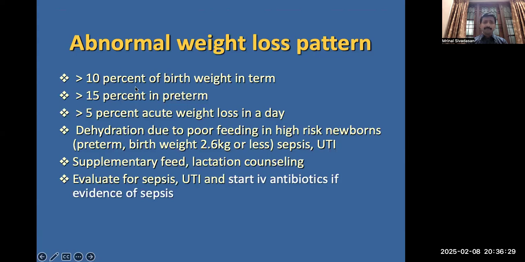Abnormal weight loss pattern. If a term baby loses more than 10% of its birth weight, and a preterm baby loses more than 15% of birth weight, or if there is an acute weight loss in a day of more than 5%, then that is an abnormal weight loss pattern. Dehydration due to poor feeding in a high-risk newborn, like a preterm, low birth weight, or small baby, or sepsis or urinary tract infection, may be the cause of the abnormal weight loss.